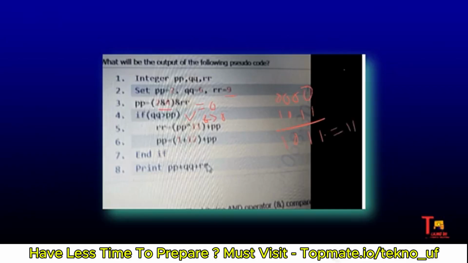So 11 plus p, that was 0, so 11 plus 0 becomes 11, and p is equal to 1 plus 12 plus p. So 1 plus 12 is 13. Then we are ending the if block, then we are just adding p plus q plus r. So 13 plus 6 plus 11, that is 30. So the correct answer will be 30.